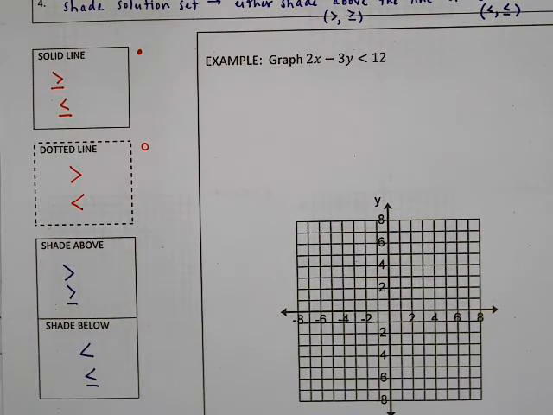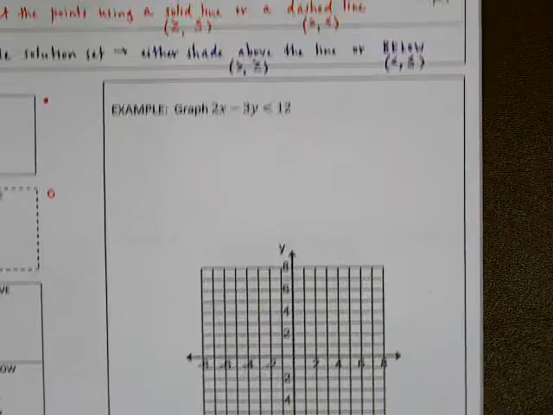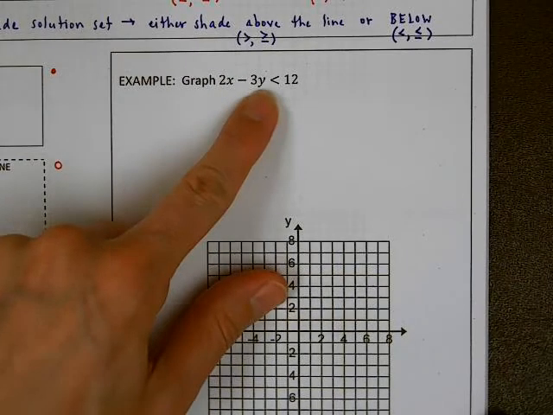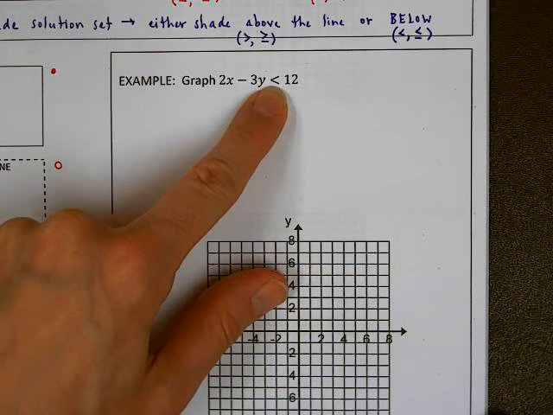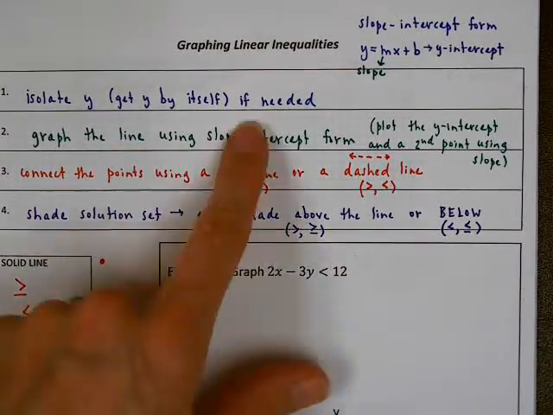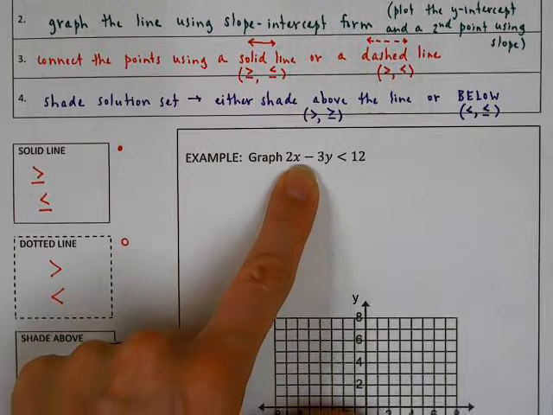So now let's take a problem and go step by step. So here's my linear inequality. I know it's linear because I have an x and a y, and I know it's an inequality because I have a less than symbol and not an equal sign. So my first step said to isolate y if needed. So obviously here y is not by itself, so that's the first set of steps we need to do.